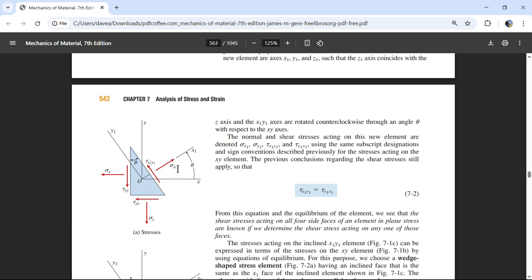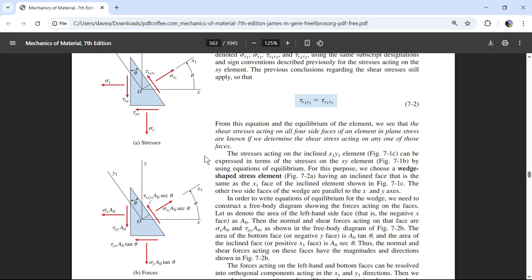Sigma x1 times A naught secant theta, the stress times that area. And then just figure out what the other ones are in the x direction, and then divide it by A naught secant theta. And you found your rotated stress. You know what I mean?